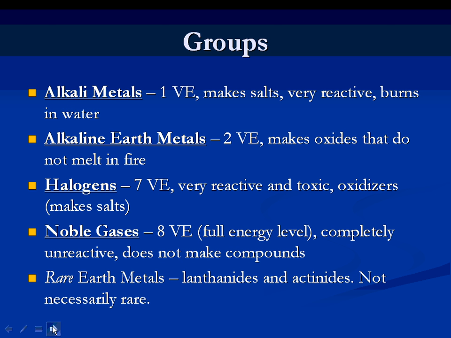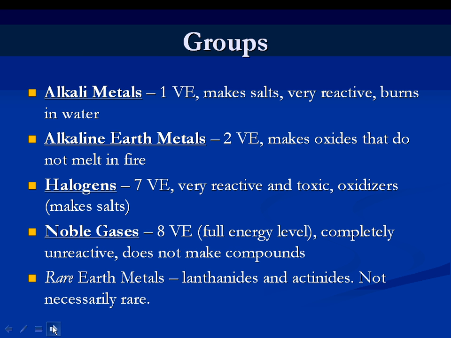So here's some properties of these things and why they're special. Alkali metals burn in water. Alkaline earth metals you can use to make pottery and things like that. They combine with oxygen and they make substances that don't melt. Halogens are very reactive and toxic. They're oxidizers, which means they burn things, and they also make salts. For instance, chlorine bleach can burn if you use it the wrong way. And noble gases, I already talked about, have completely unreactive elements with full energy levels.